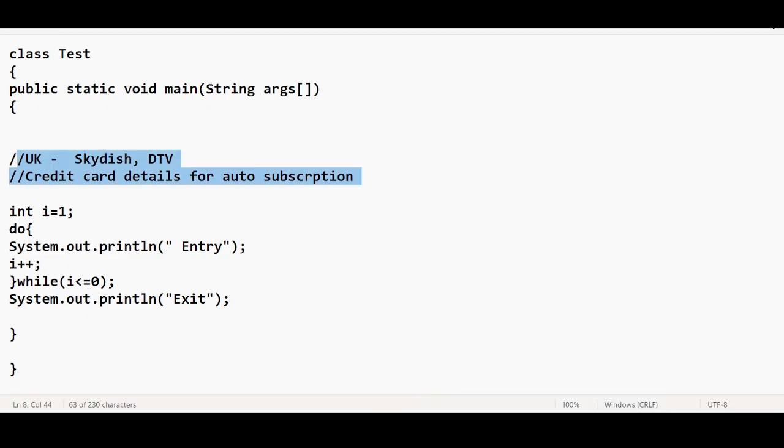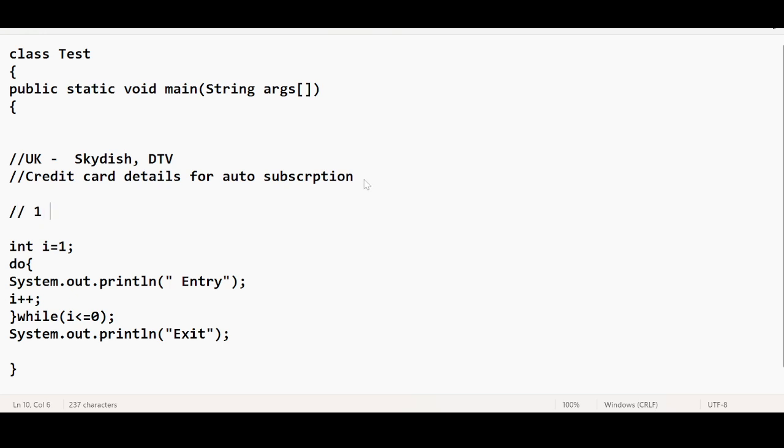Okay, so you need to provide the credit card details for the auto subscription. Having said all this, they will provide you 1 month free. First month you are going to get all the channels for free, right? From the second month they will charge. You don't even know that you are being charged.